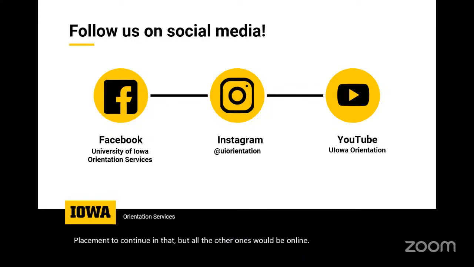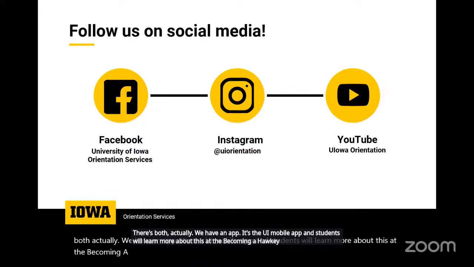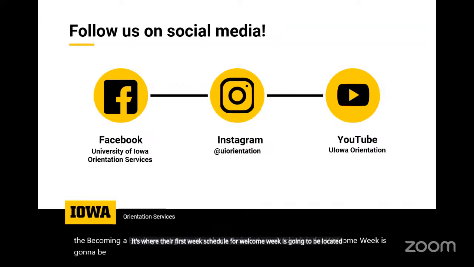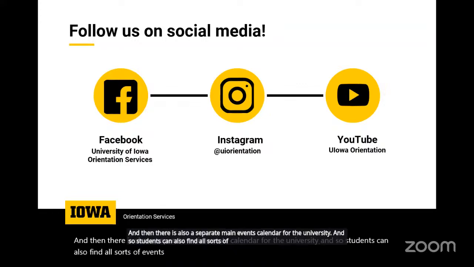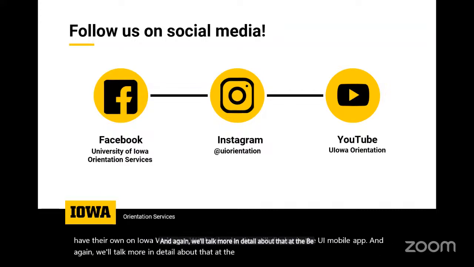Is there an app or a university calendar for events that aren't sports? You bet there are. There's both, actually. We have an app. It's the UI mobile app, and students will learn more about this at the Becoming a Hawkeye program. It's where their first week schedule for Welcome Week is going to be located, and that's the On Iowa program. And then there is also a separate main events calendar for the university. And so students can also find all sorts of events that happen on the main events calendar, but new students will also have their own On Iowa Welcome Week calendar that will display in the UI mobile app. And again, we'll talk more in detail about that at the Becoming a Hawkeye program.